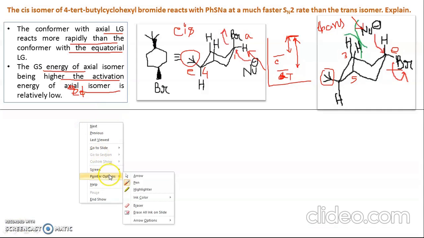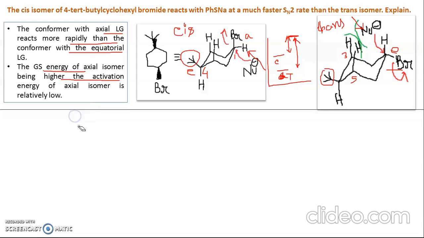Sorry, I made a mistake here. It is actually correct. The ground state energy of the axial isomer, the cis isomer, is higher. As the cis isomer already has higher energy compared to the trans, its activation energy is obviously lesser than the activation energy of the trans. That is why cis reacts faster compared to the trans.